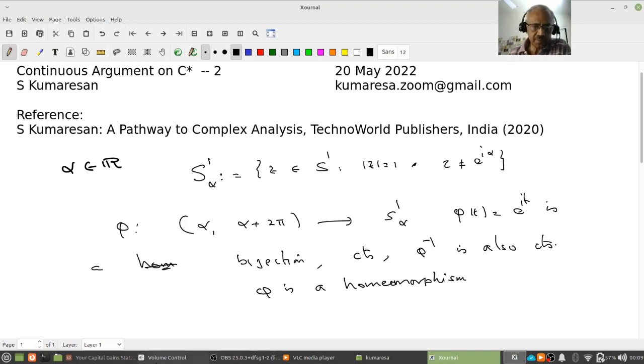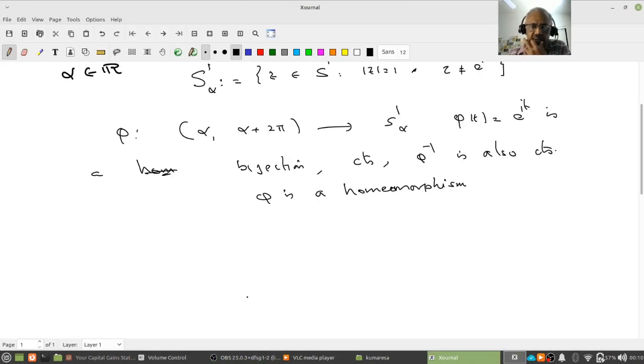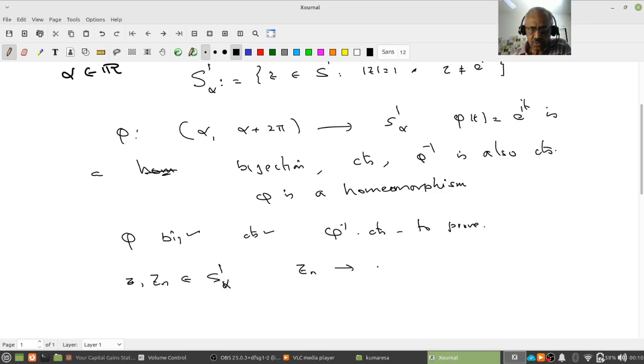This is what we want to prove today. Let's just make sure that everything is fine. We had already proved phi is a bijection, done, and continuous, done, so I only have to prove that phi inverse is continuous. So what does that mean? Suppose Zn belongs to S1 alpha and Z also belongs to S1 alpha, so that Zn converges to Z. Then I want to show phi inverse of Zn converges to phi inverse of Z. This is what I have to check.